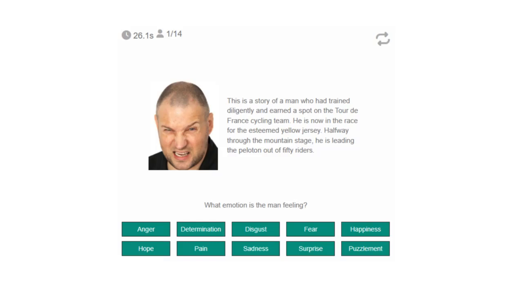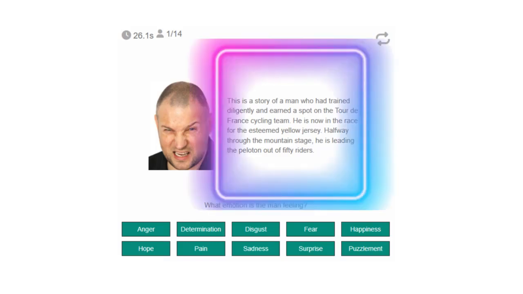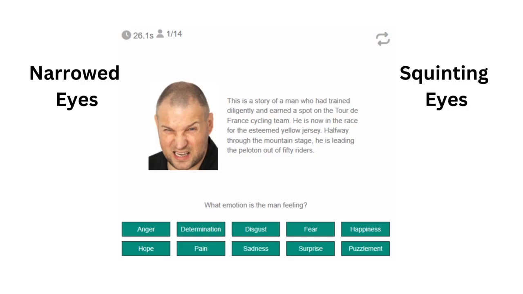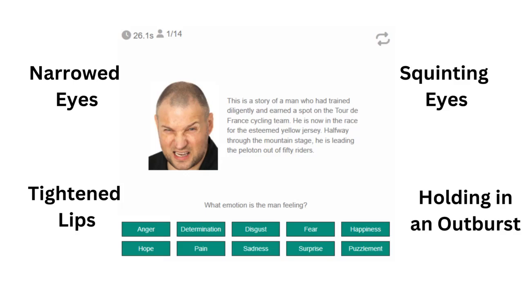If the image shows an angry person, but the description is showing someone achieving a goal, the emotion could be determination. The individual is using anger to fuel their goal of winning. If the context description was distressing, maybe they're in pain. Additionally, we could easily mistake anger for confusion. Narrowed eyes could be squinting ones, tightened lips could be a hold of an outburst, or a manifestation of bewilderment.